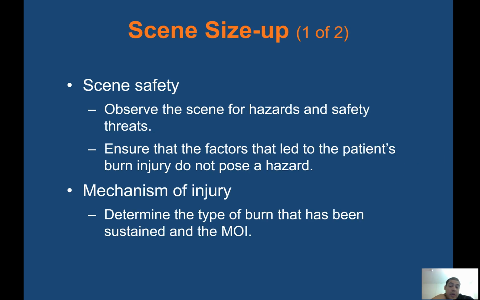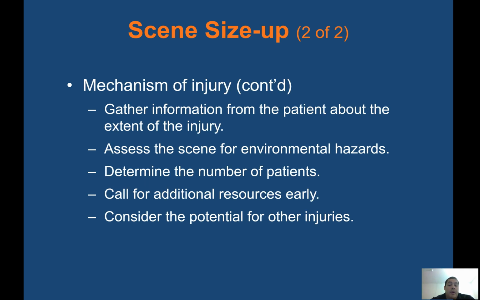So, scene size-up. Scene safety. Observe the scene for hazards and safety threats. Ensure that the factors that led to the patient's burn injury do not pose a hazard. Mechanism of injury: determine the type of burn that has been sustained and the MOI. So gather information from the patient about the extent of the injury. Assess the scene for environmental hazards. You want to make sure you're not walking into something that's going to affect you or get you injured, especially if you're going into like chemical plants or electricity plants.